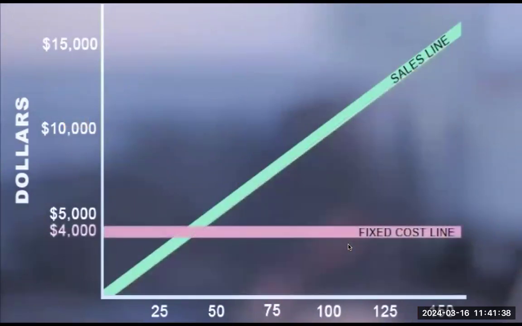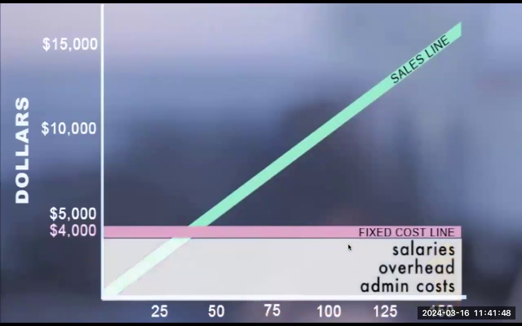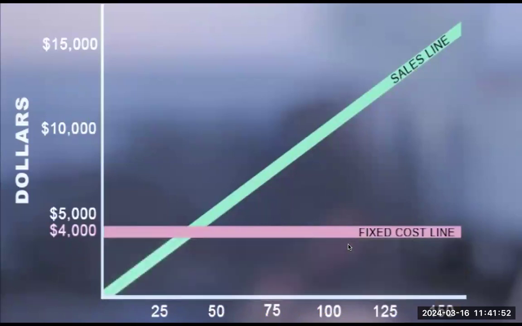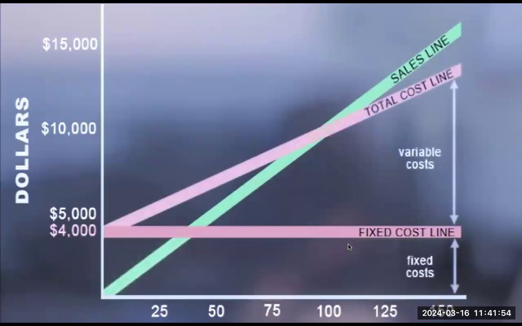Next, we'll plot our total fixed cost, which in this case happens to be $4,000, and it is the same at every level of activity. This represents things like the pilot's salary, overhead, and administrative costs. Our total cost line starts at the fixed cost line at 0 activity. For this flight, we'll assume a variable cost of $60 per seat.